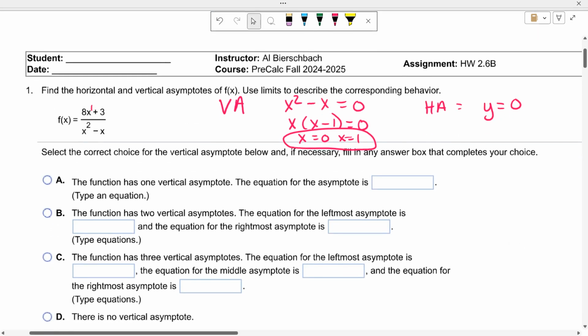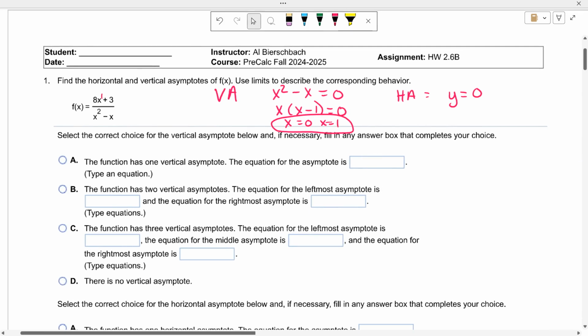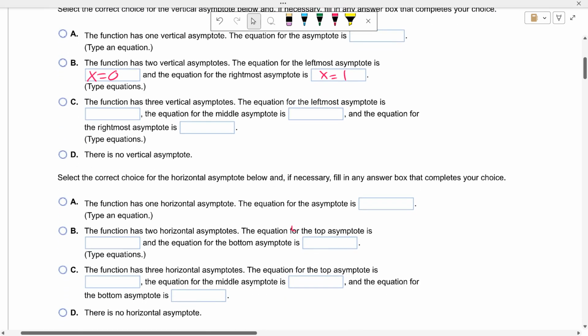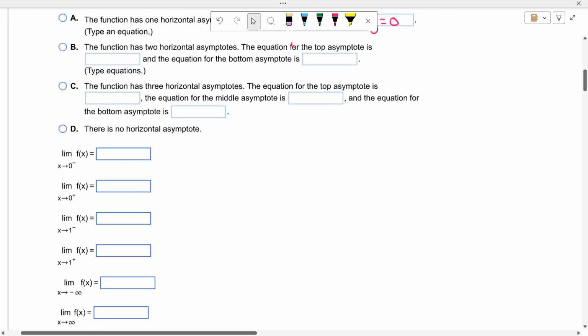Okay? So the function has two vertical asymptotes. The leftmost one is x equals 0. The rightmost one is x equals 1. Okay? And it does have a horizontal asymptote. It is y equals 0. Okay.